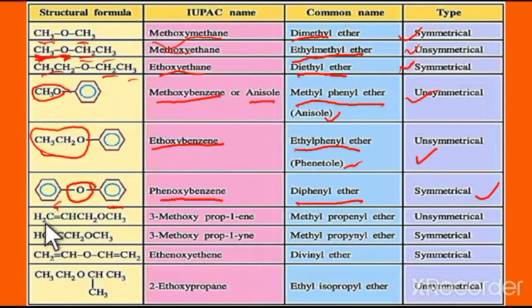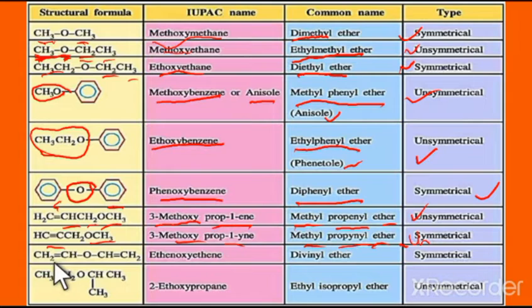Another compound, CH2=CH-CH2-OCH3. This is known as 3-methoxyprop-1-ene. This is the IUPAC name. The common name is methyl allyl ether. It is also an unsymmetrical ether. Another compound is CH≡C-CH2-OCH3. This is 3-methoxyprop-1-yne, the IUPAC name. The common name is methyl propargyl ether. It is also an unsymmetrical ether.